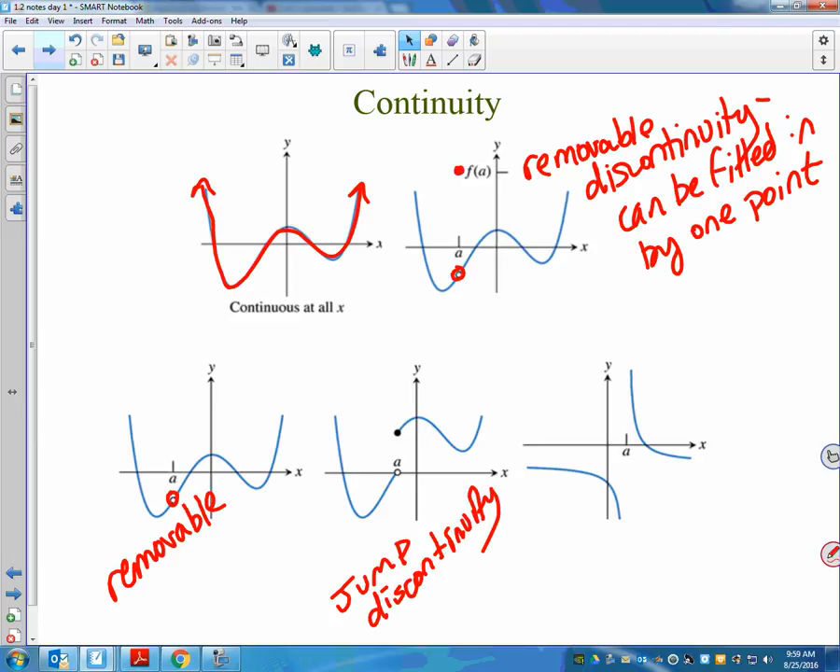This has an asymptote, so it's also not continuous. You have to pick up your pencil over the asymptote. We call this an infinite discontinuity because asymptotes are infinite. That discontinuity kind of goes on forever in both directions.